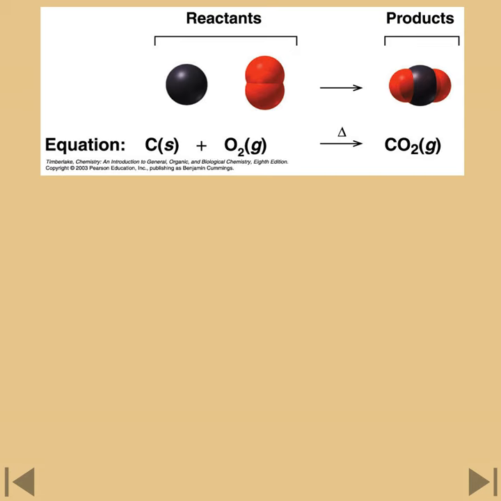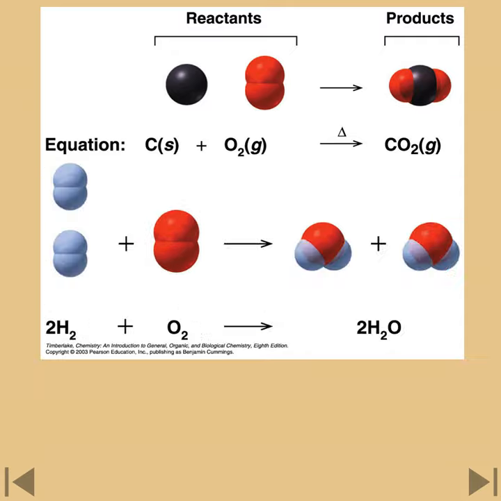But anyway, oxygen shows up in a package of 2, and so I have 1 carbon reacting with 2 oxygens, 1 package of O2. On the product side I see 1 carbon and 2 oxygens. And we'll talk about that additional information that shows up there, the S's and G's and that triangle, which is actually the capital Greek letter delta.